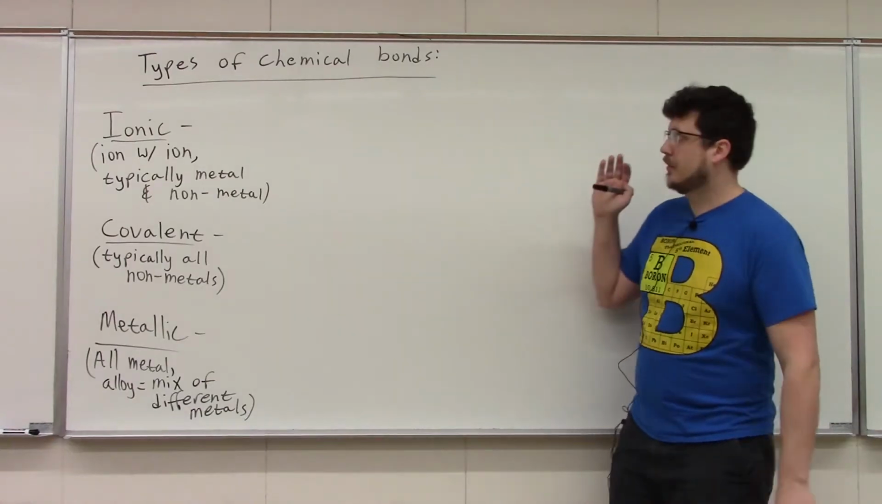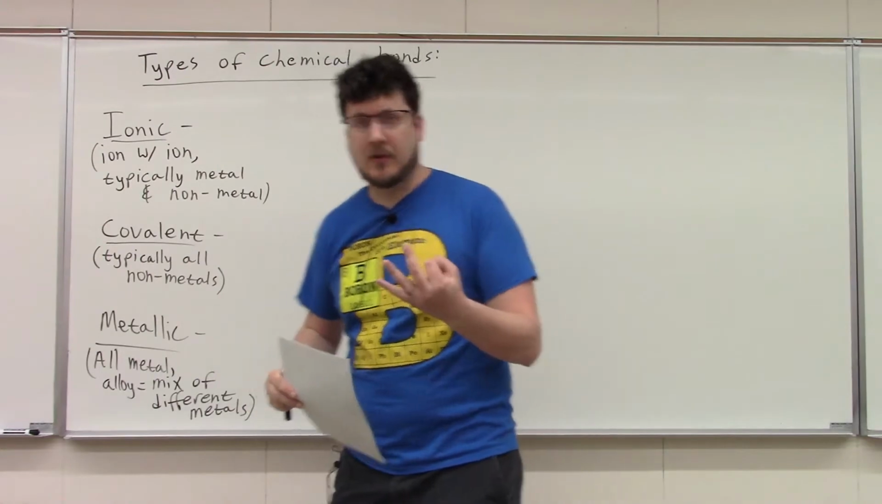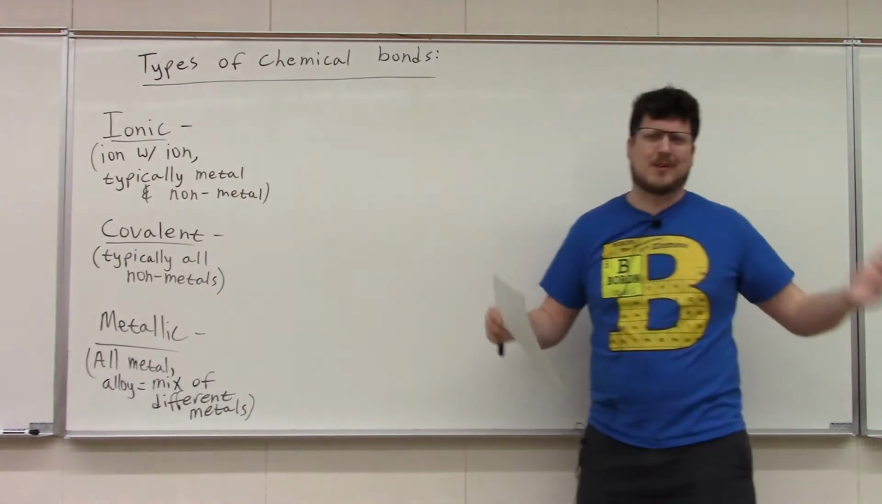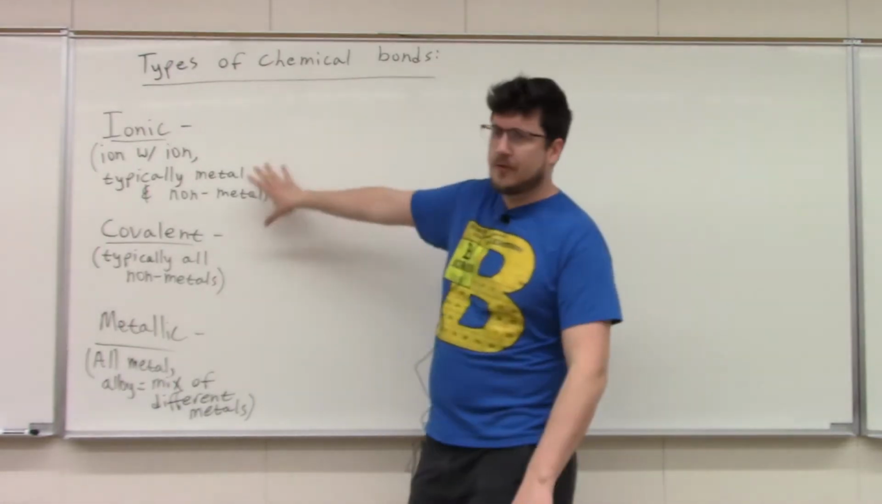Okay, so we're going to start off chapter 8. We're going to talk about different types of chemical bonding. There are going to be 3 big ones we talk about here, and this will cover pretty much everything. This is all we're going to talk about in this chapter. And you've heard of the first 2 before.